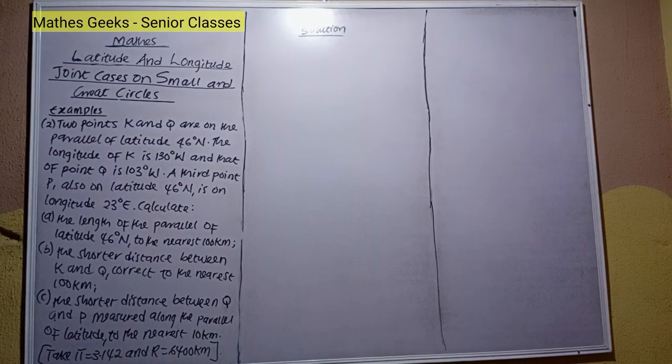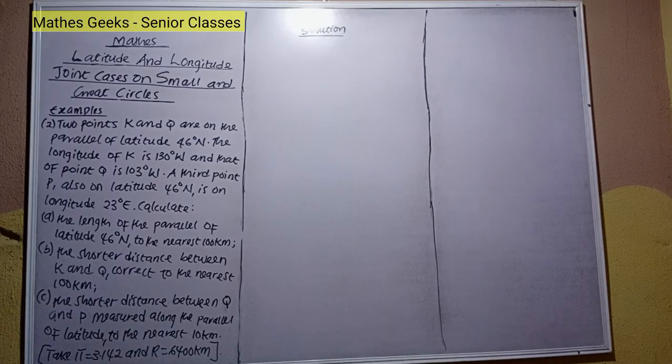Two points K and Q are on the parallel of latitude 46 degrees north. The longitude of K is 130 degrees west, and that of point Q is 103 degrees west. The third point P, also on latitude 46 degrees north, is on longitude 23 degrees east. Calculate A, the length of the parallel of latitude 46 degrees north to the nearest 100 kilometers.